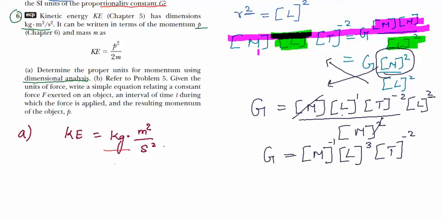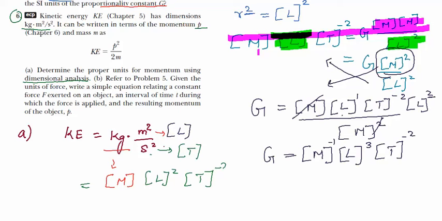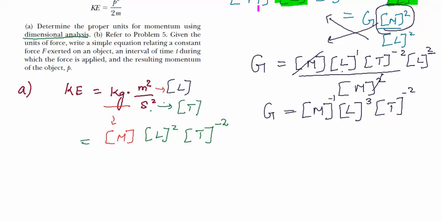So kg indicates mass, meter indicates length, and second indicates time. So therefore you can rewrite this formula as M length square and then T to the power -2. So T, in seconds, is in the denominator. If you bring that up, you would get a negative sign in the numerator, right? So that would be the dimension of KE.